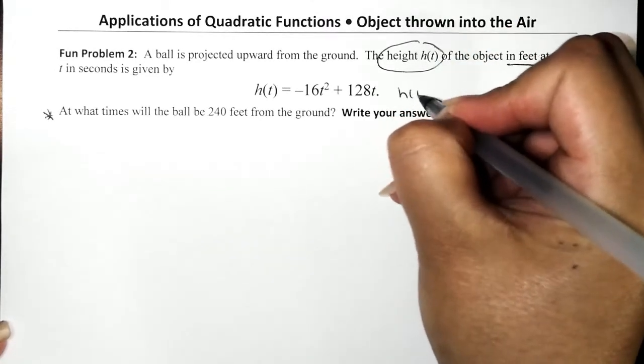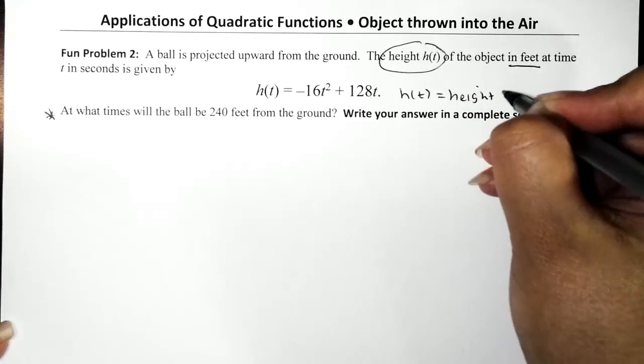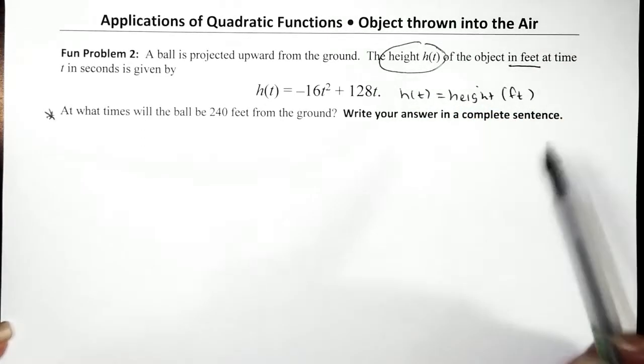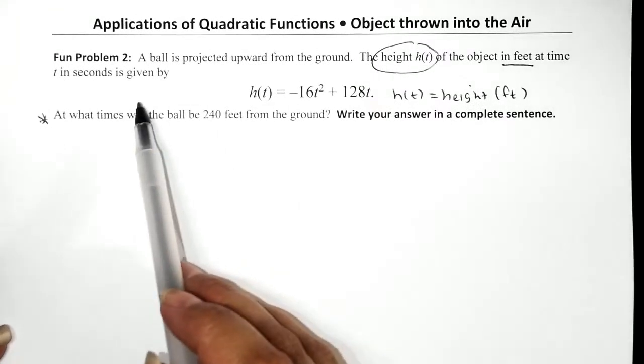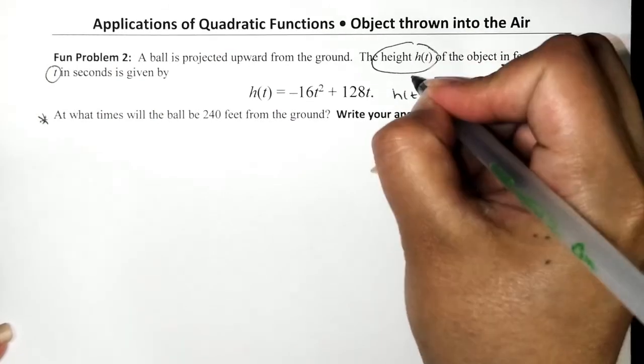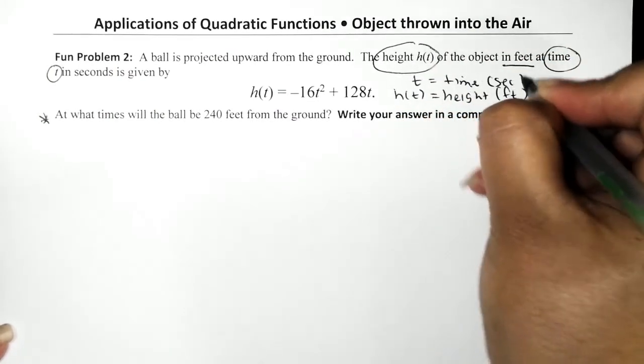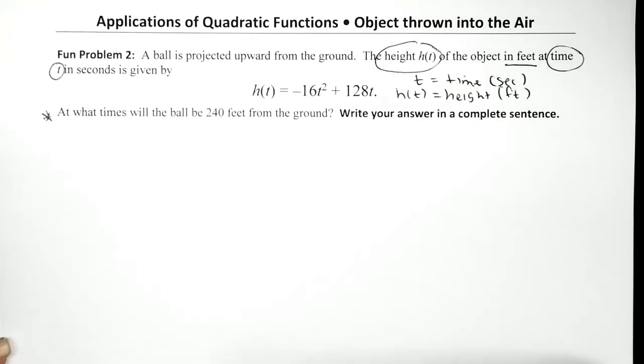So we have h of t equals height and the units are in feet. At time t in seconds, so t represents time and the units are in seconds. Okay, so now that we have that delineated, what does t represent?